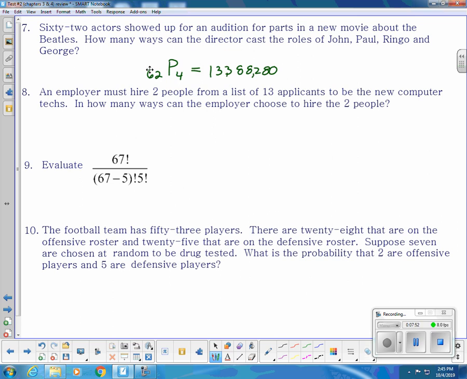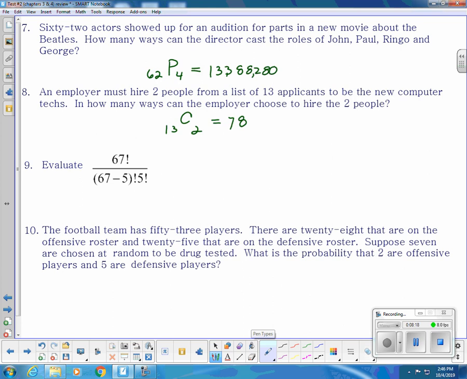An employer must hire 2 people from a list of 13 applicants to be the new computer techs. These are 2 identical jobs. So the order that they get hired or told about their hiring does not matter. So it's going to be 13C2. 78. Okay? So when order does not matter, it's a combination. When order does matter, it is a permutation.